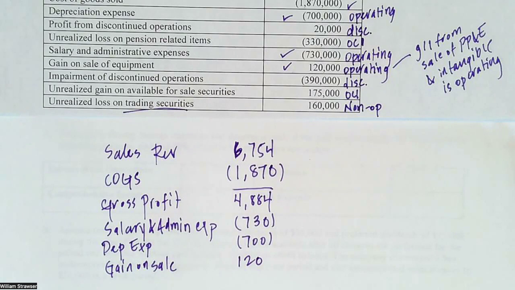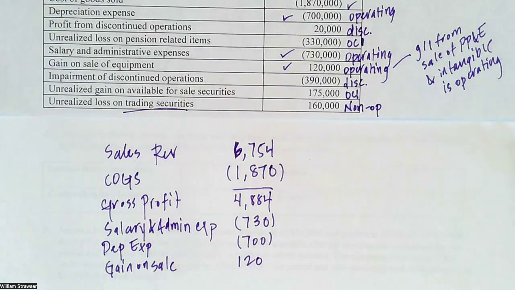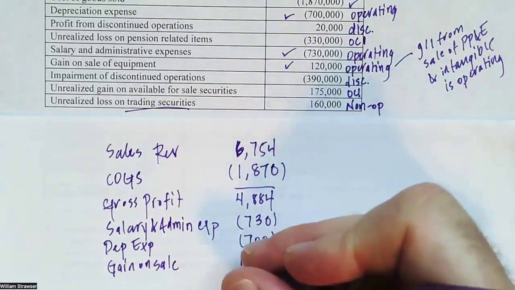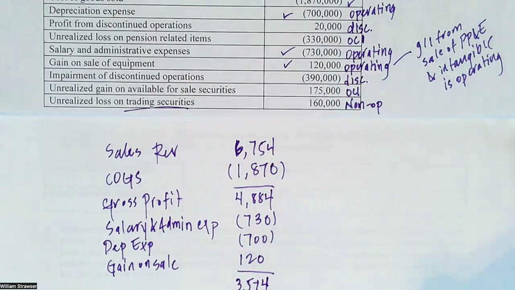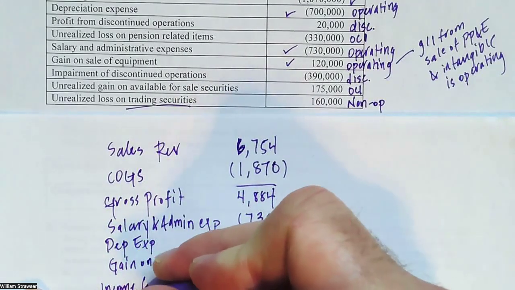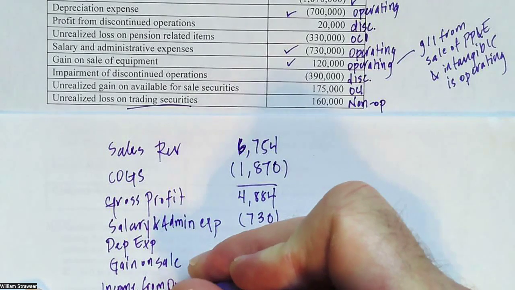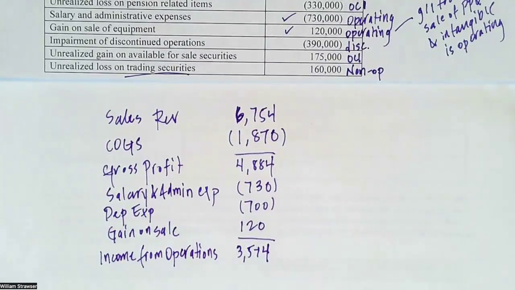And we have the gross profit of 4,884 less 730 less 700 plus 120. So that brings me up to 3,574. And that would be my income from operations or operating income. So it includes all of my operating items that are both positive and negative and accumulates them together.